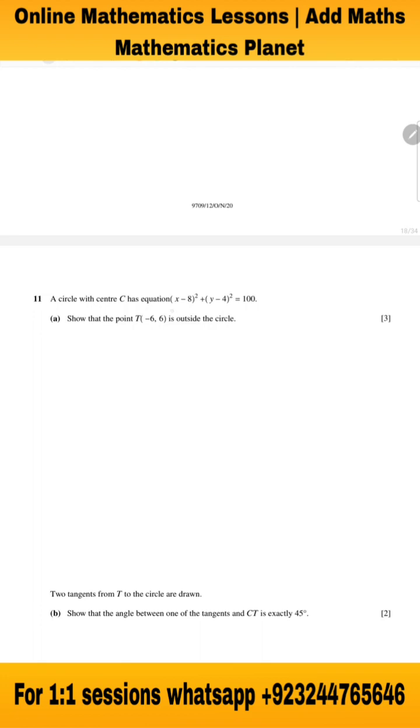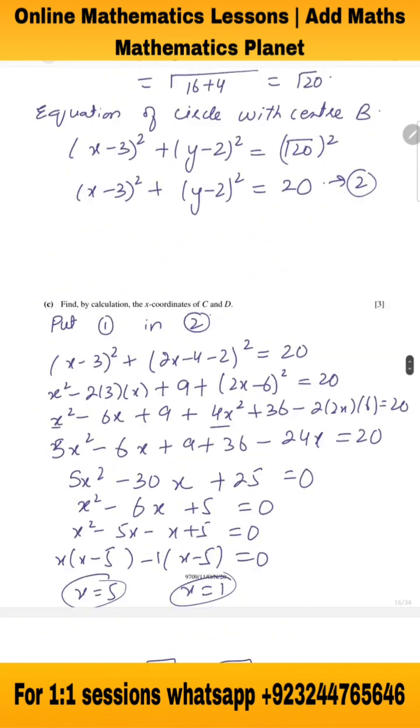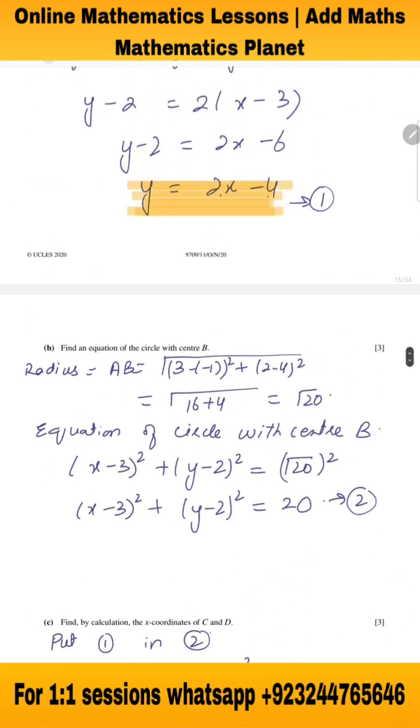So now we are given the equation of the circle, and we have to show that the point T(-6, 6) lies outside the circle. If the point lies inside the circle, r squared should be 100.